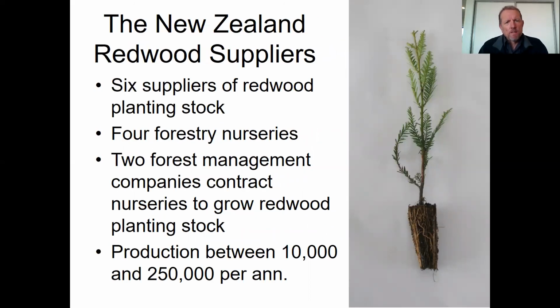The New Zealand situation is that we have 6 suppliers of redwood planting stock. 4 of them are forestry nurseries, and they are some of the mainstream nurseries. We also have 2 forest management companies who both have an interest in genetics and access to improved genetics, and they're contracting nurseries to grow redwood planting stock for their own planting programs and for sale. These 6 suppliers have production in the range of 10,000 to 250,000 trees each year.